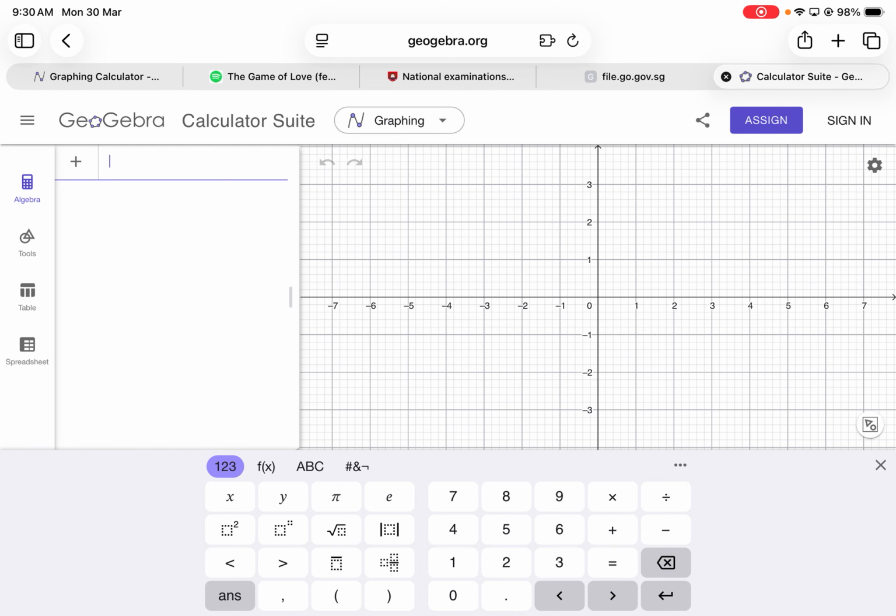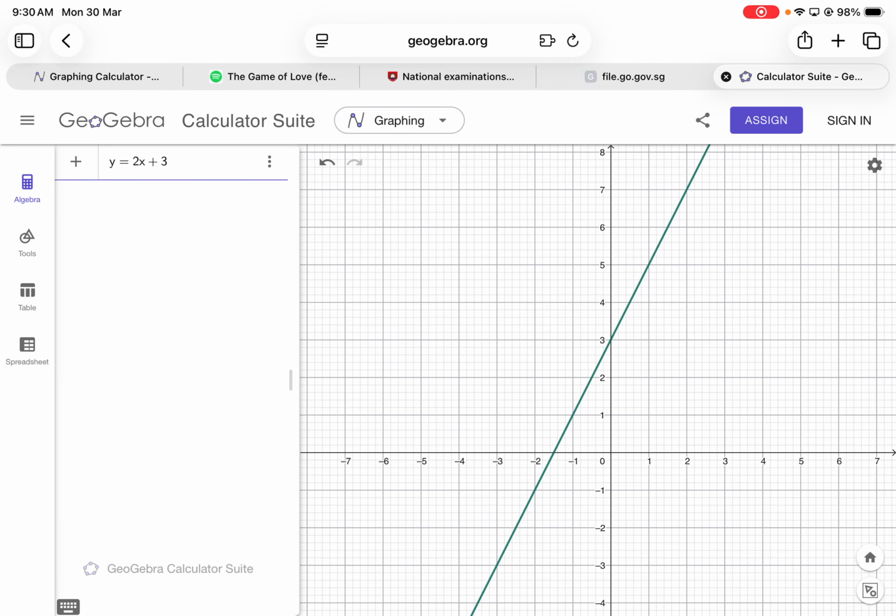Okay, this is an app that can help you plot graphs very fast. So you go to here, you can start to type in the equation. For example, if I want y equals 2x plus 3, I go to y, then type equals 2x plus 3. Then it will help you plot y equals 2x plus 3 already. Okay? So this one is a linear equation, linear function, linear graph.